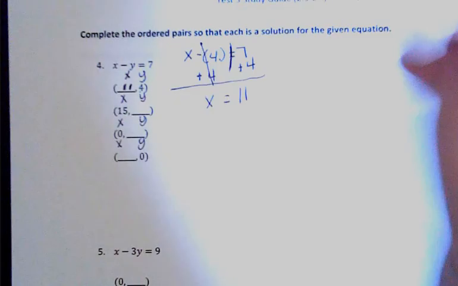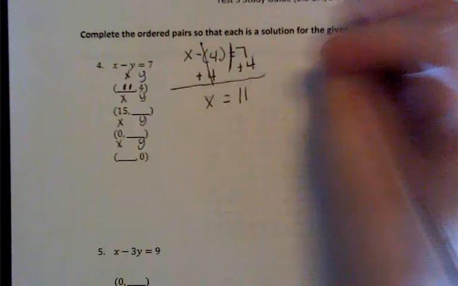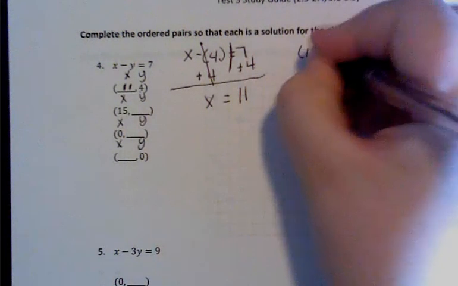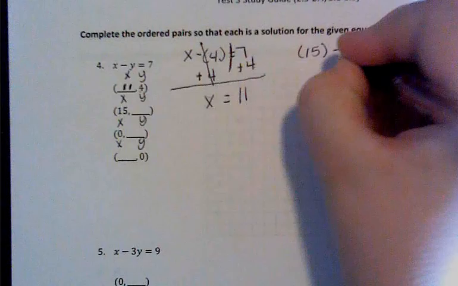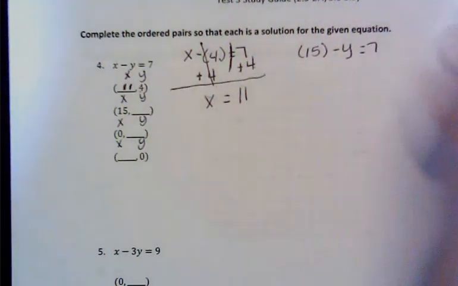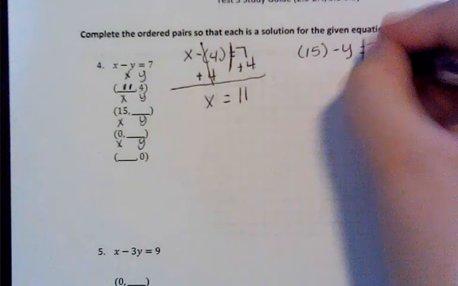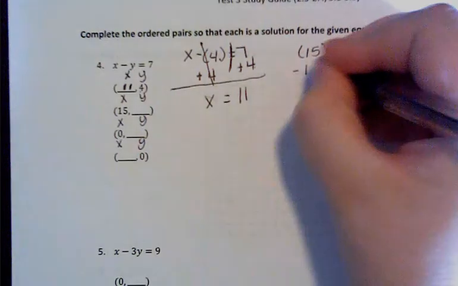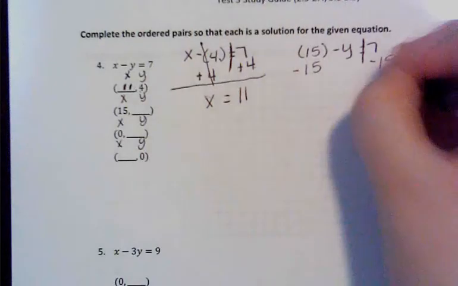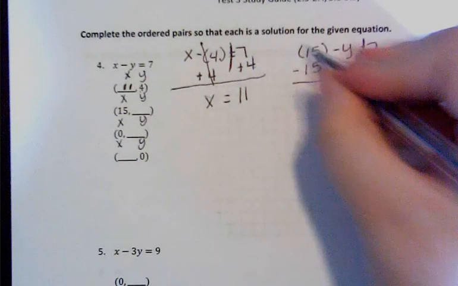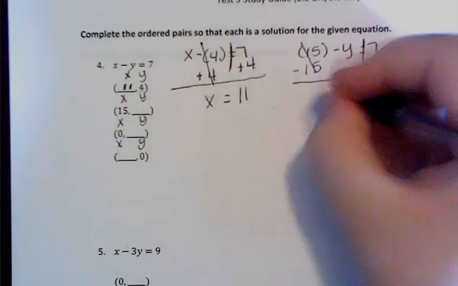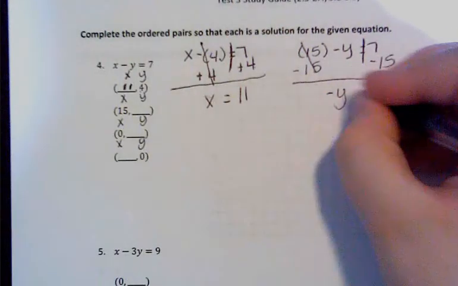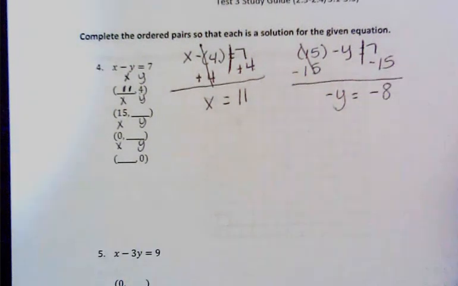So now we've got a 15 for our x. So they tell me x is 15, but we don't know what y is. So to get that y by itself, remember you can draw that line through the equal sign if you wish. We need to get the 15 out of the way. So we're going to subtract 15 because that makes those cancel, leaving us with a negative y equals negative 8.